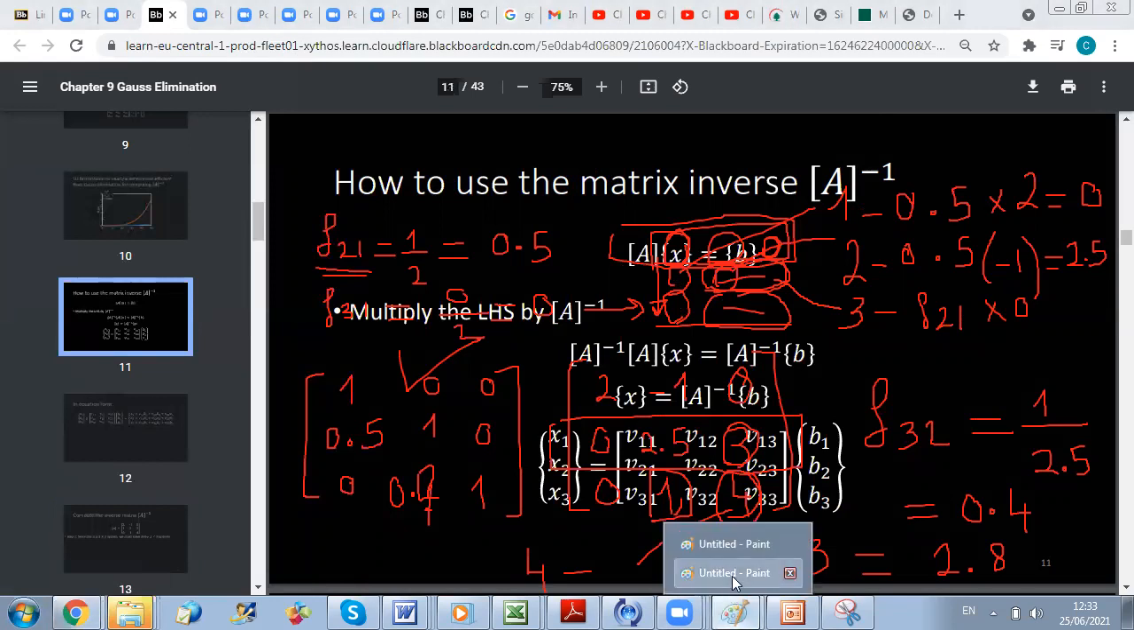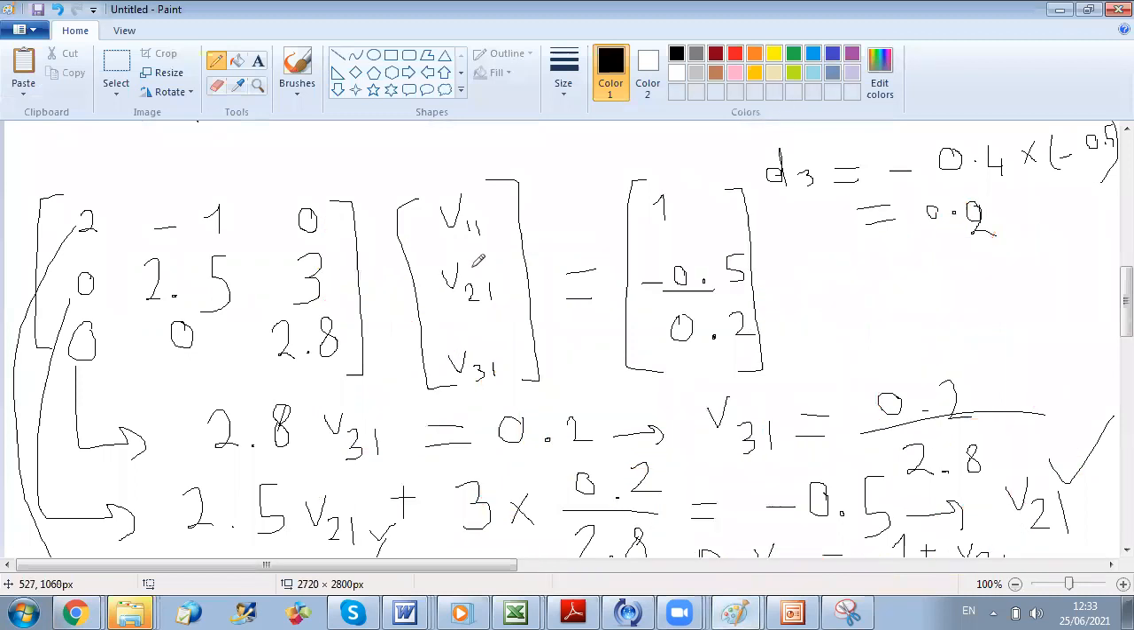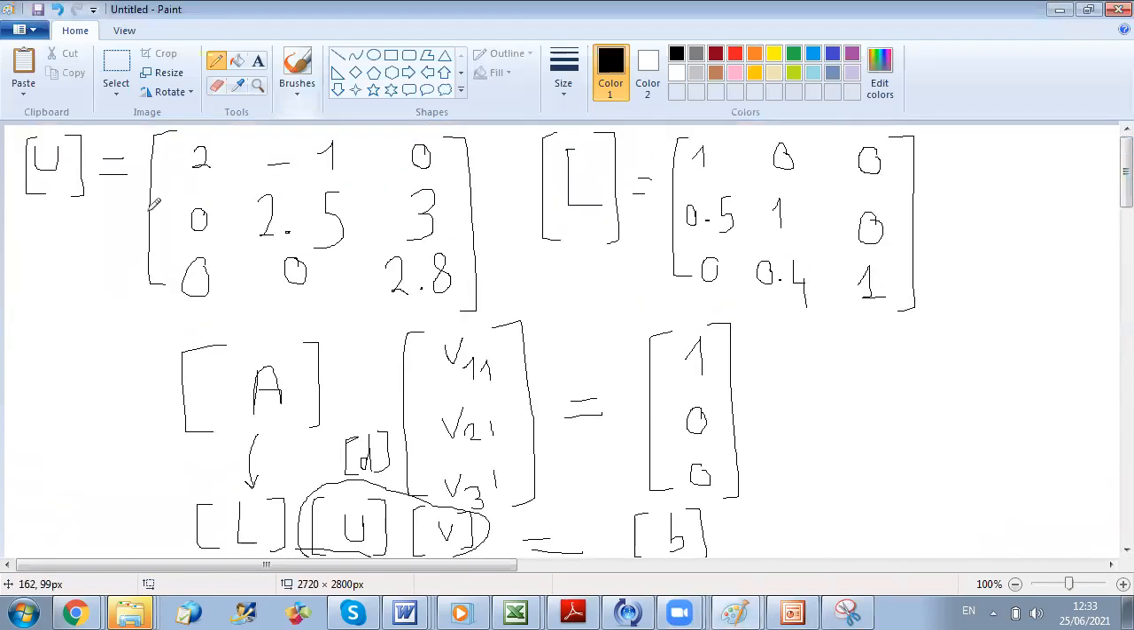Here we already did this exercise in the previous session, I will just repeat the method for you, and we will continue the example we started in the other section. These are the matrices I obtained. The upper matrix is 2, -1, 0, 0, 2.5, 3, 0, 0, 2.8. We have seen how we got this matrix, and the lower matrix is 1, 0, 0, 0.5, 1, 0, 0, 0.4, 1.